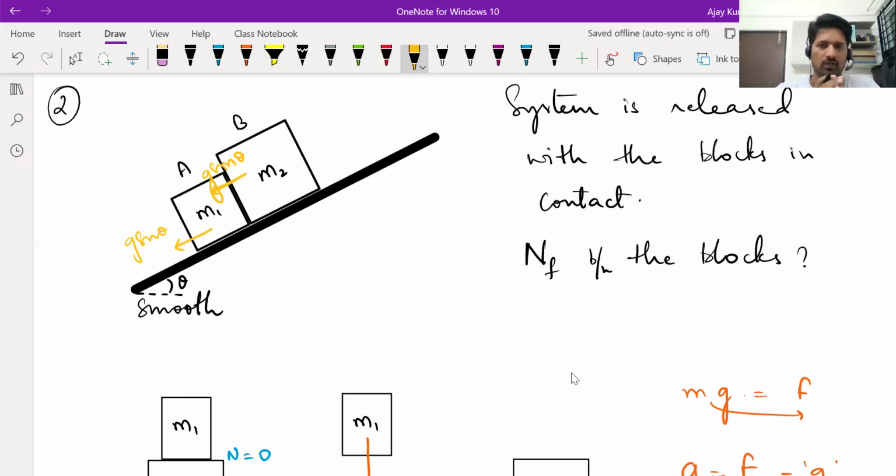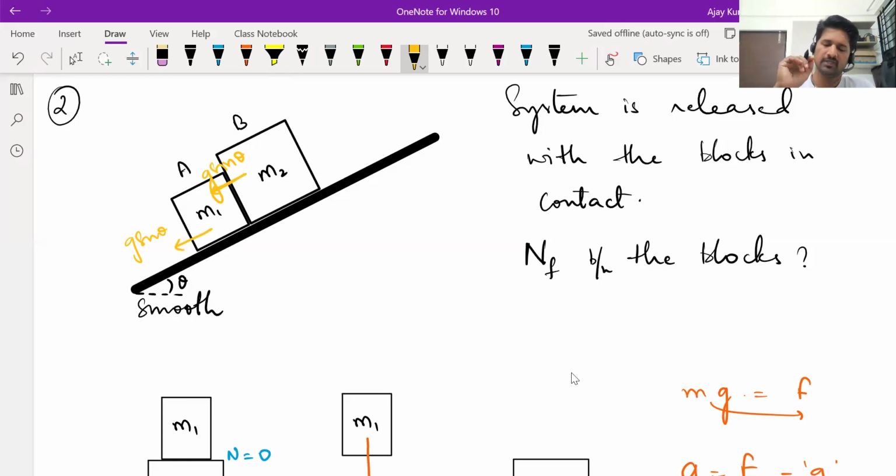We know these blocks go down because of gravity. And if at all any normal force is generated between them, that also has to be due to gravity only, because gravity is what makes the block go down. And that tendency to go down can make it push on something else. Like B has a tendency to slide down because of gravity, and if anything comes in its way, it will push it.